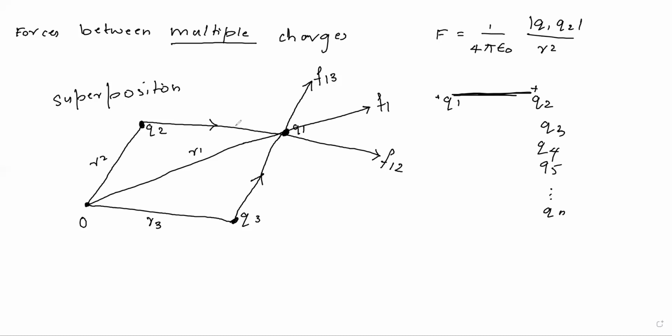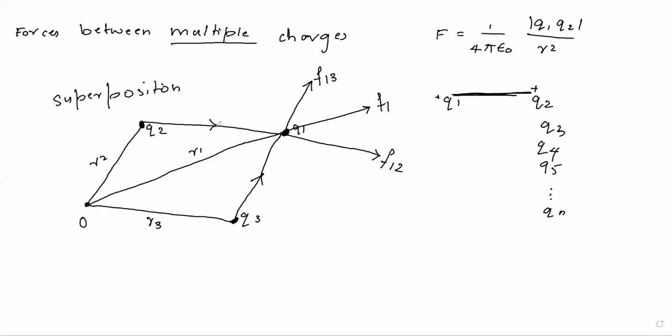Understood? The force acted by charge Q2 on Q1 will be written as F12, and the force acting by Q3 on Q1 is written as F13, and the force on Q1 all by itself is written as F1, and F1 is nothing but the sum of these two forces. That is the principle of superposition: F1 is equal to F12 plus F13.